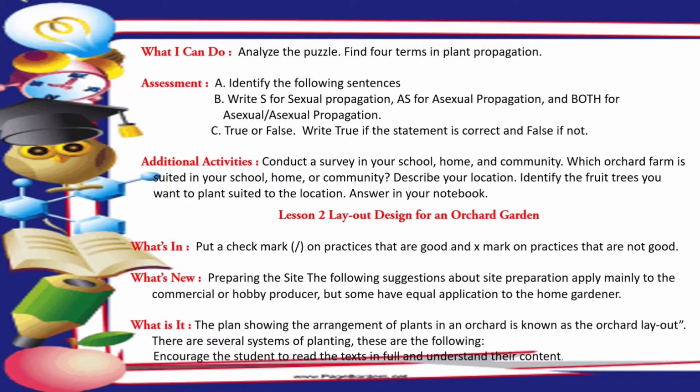What I can do: analyze the puzzle, find the 4 terms in plant propagation. Assessment: A. Identify the following sentences. B. Write S for sexual propagation, AS for asexual propagation, and Both for sexual and asexual propagation. C. True or false. Write true if the statement is correct, and false if not.